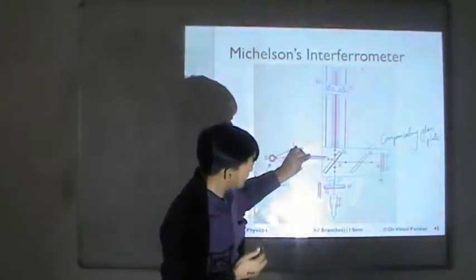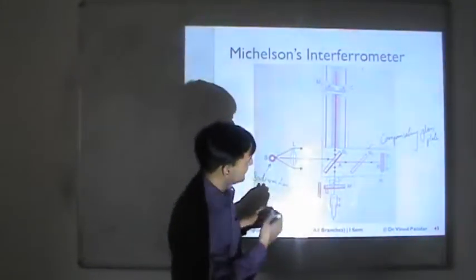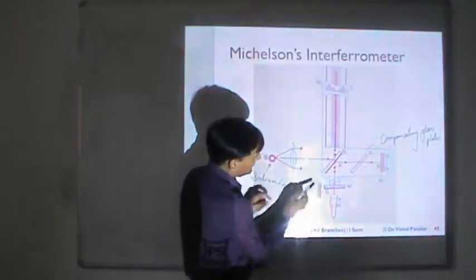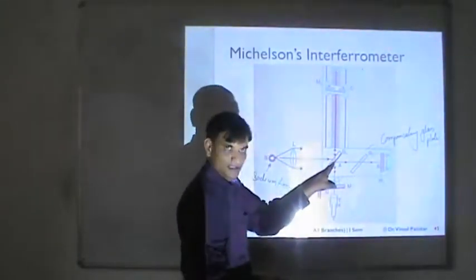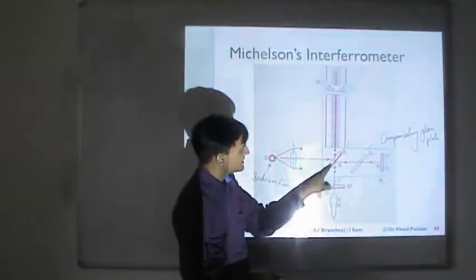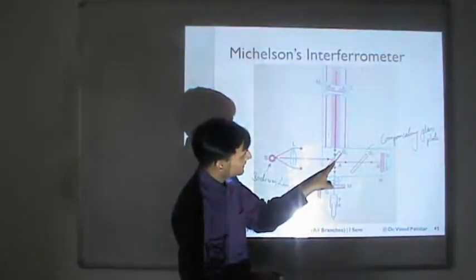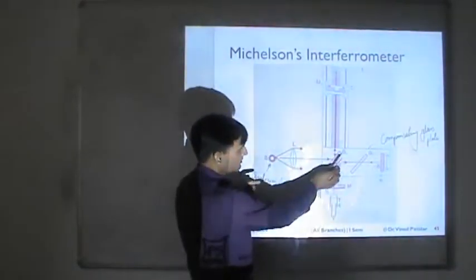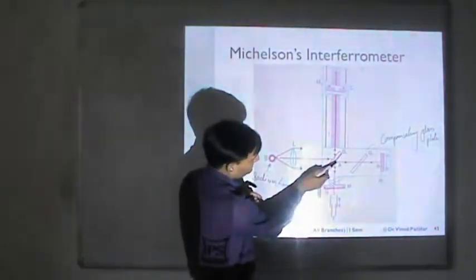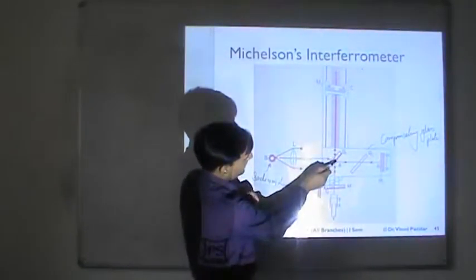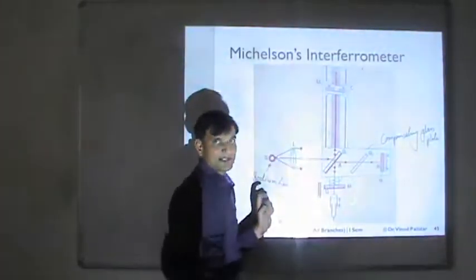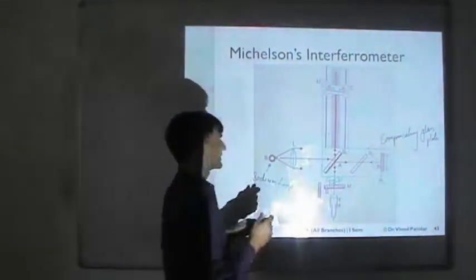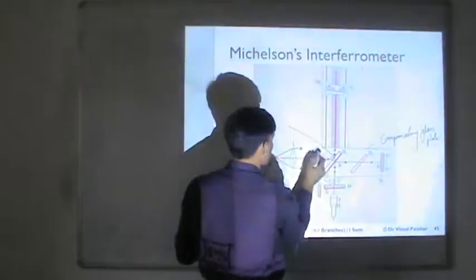So this ray is incident here. Now there is a refraction, you can understand here, that the light ray enters into the glass plate. Then at the back surface there is a reflection. Because of the polished surface, the light ray goes up and goes straight to the mirror M1. This is the first part. Sometimes this is known as a beam splitter also.